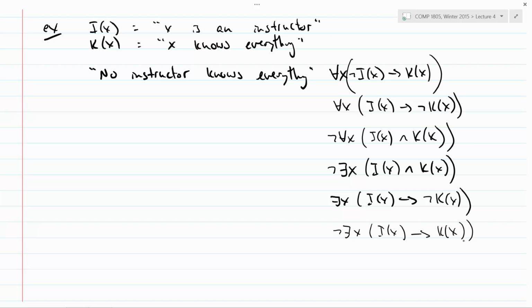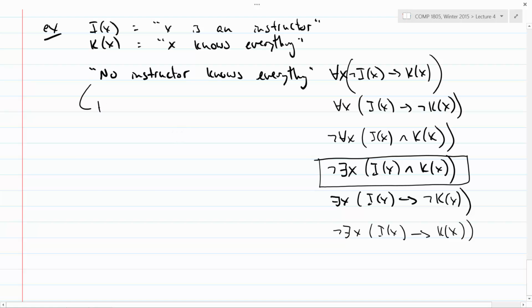All right, so the one I like best is this one right here. So no instructor knows everything is the same thing as saying there does not exist an instructor who knows everything. Right? There does not exist an instructor who knows everything. Does everyone agree that that's the same?